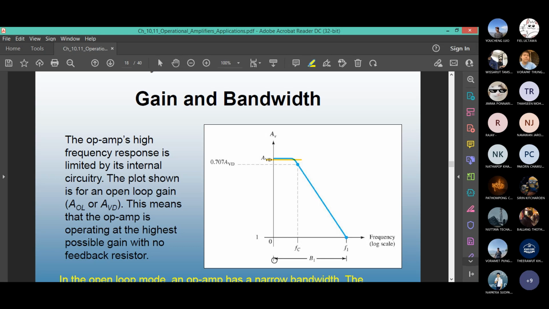Here the bandwidth is measured from 0 frequency to whatever you have. If you have a log scale, this is typically base 10 log. So this one is linear, this one is log. 10, 100, 1000, 10,000, that's how the log scale works.